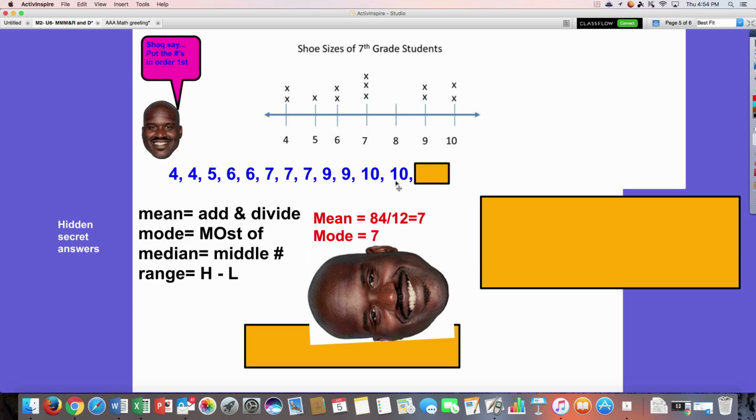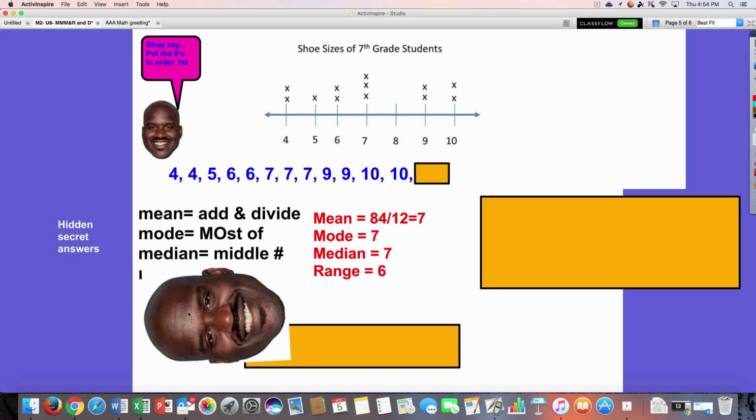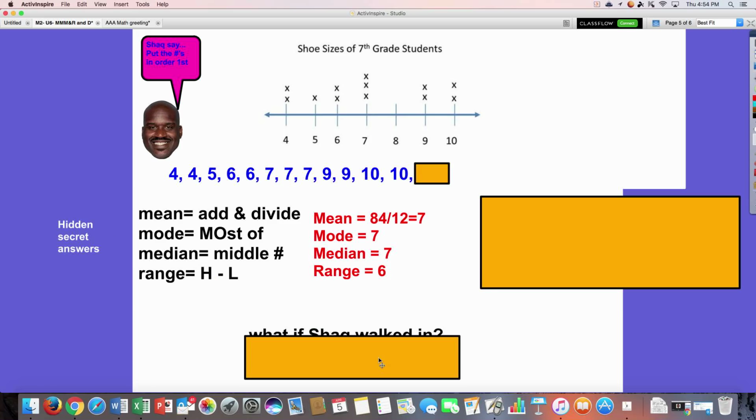The middle number, I start crossing them off. I get a 7 in the middle. And the range, 10 minus 4 is 6.